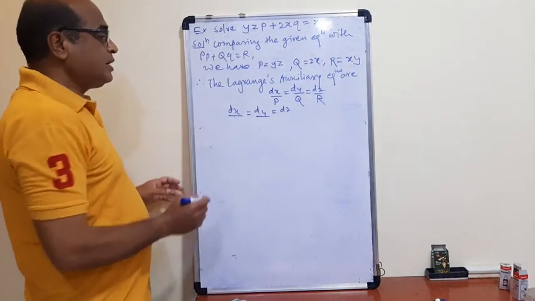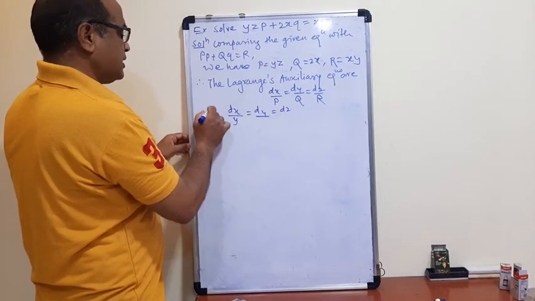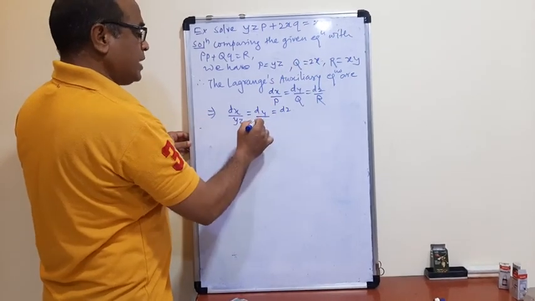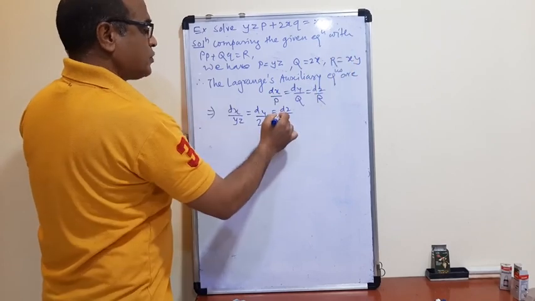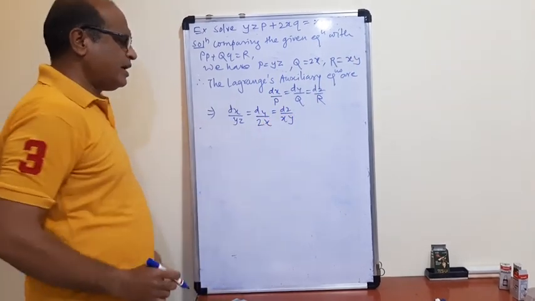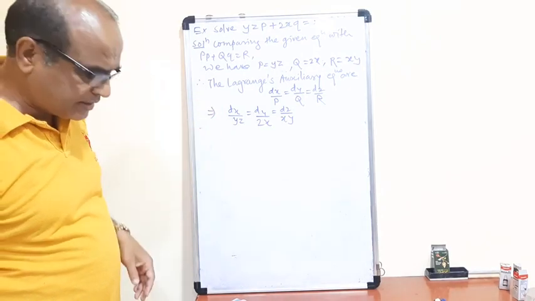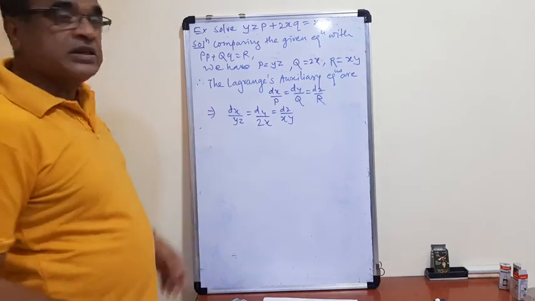So what is P? P is yz. What is Q? Q is 2x. What is R? R is xy. Very simple. This is the ordinary simultaneous differential equation. So how to solve it?